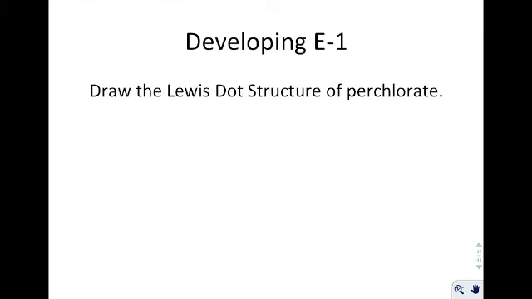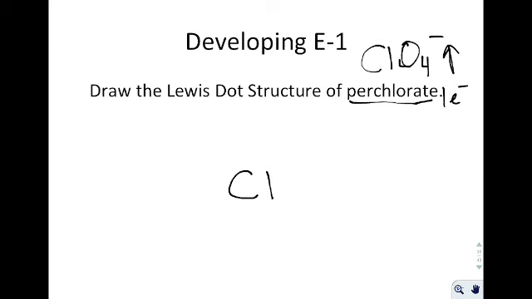So it says draw the Lewis dot structure of perchlorate. You should know what perchlorate is because you've memorized your polyatomic ions. You would say perchlorate is ClO4 with a minus. This minus indicates that I have one extra electron. So when I look at chlorine, chlorine goes in the middle because it's the one that there's one of. And I would say, okay, chlorine has 7 valence electrons. I know chlorine has 7 valence electrons because it's in the halogen group next to the noble gases. Next, I know each oxygen has 6 valence electrons.